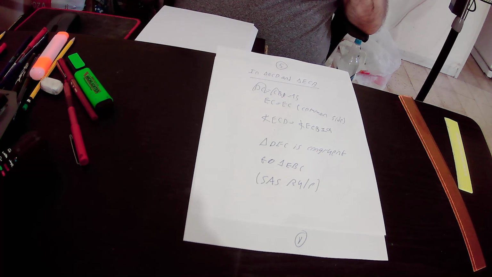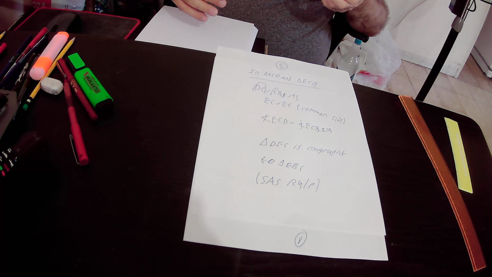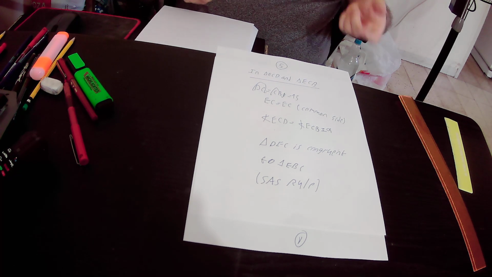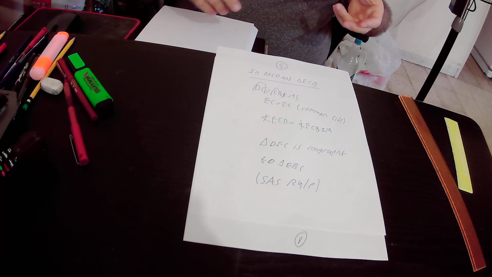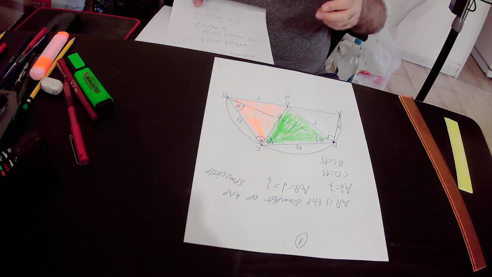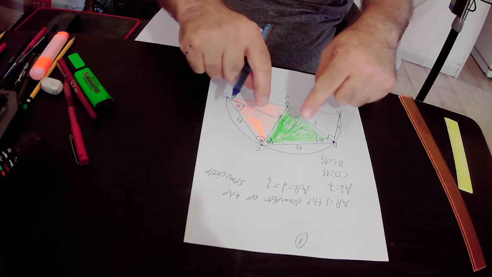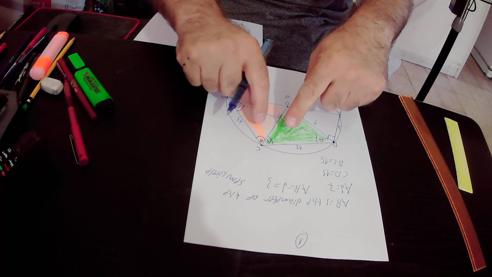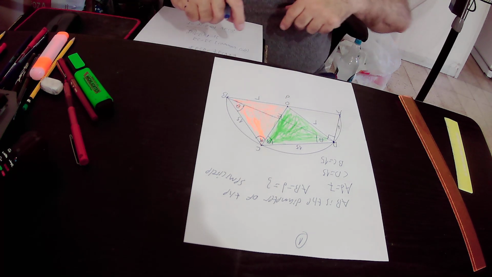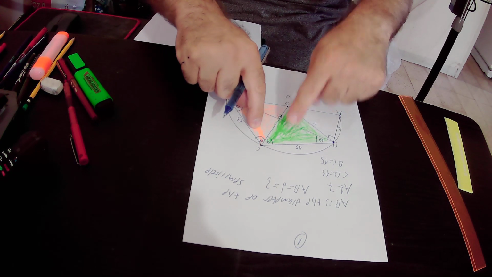Again, if you have two sides and the angle between those two sides in one triangle that are equal to two sides and the angle between those two sides in the other triangle, then those two triangles are congruent to each other. Those two triangles are congruent to each other.